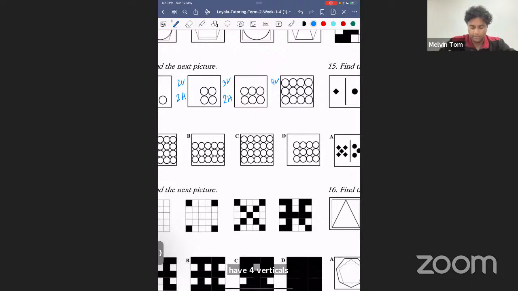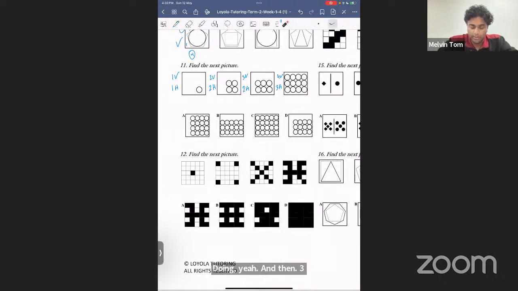Am I doing this? Yeah. And then 3 horizontals. 1 vertical, 2 verticals, 3 verticals, 4 verticals. Next one should be 5. It's always increasing to the sides, right? So it has to be 1, 2, 3, 4. Nope. 1, 2, 3, 4, 5. Yes, that makes sense. That makes sense. 1, 2, 3, 4. That doesn't make sense. So B or C.